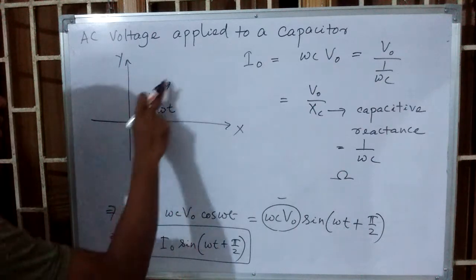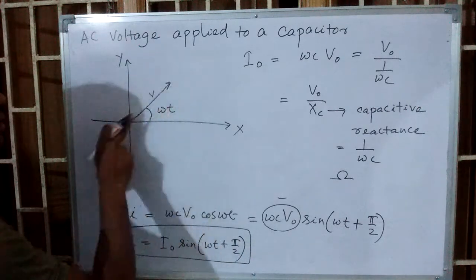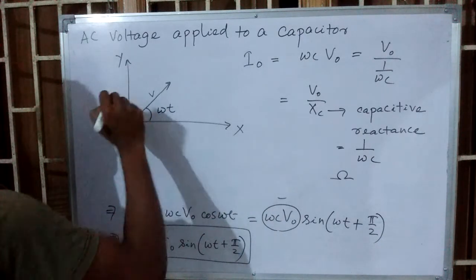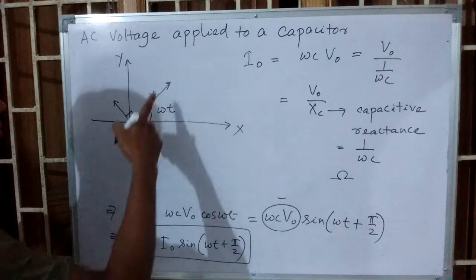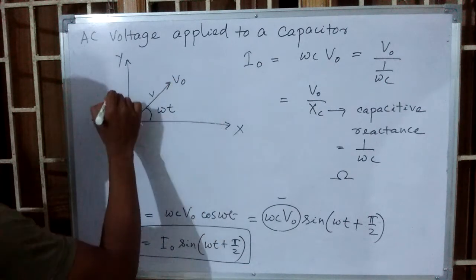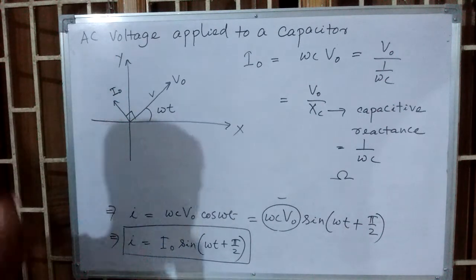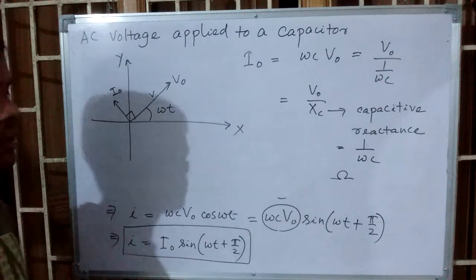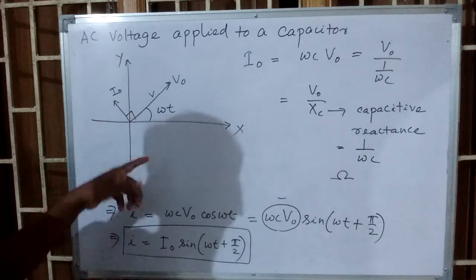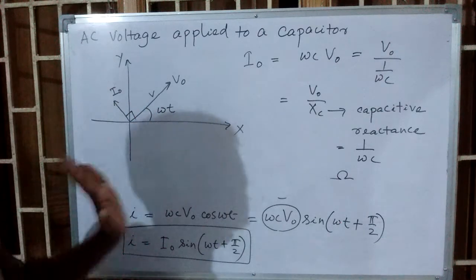It was V naught sin omega t. Now it is I naught sin omega t plus pi by 2. Sin omega t here, but plus pi by 2 means I have to go ahead. So the current phasor will be along this path, that is 90 degrees to this V naught. This length is V naught and this length is I naught. So this is the phasor diagram for our capacitor. The difference from the inductor is that in case of inductor the current was lagging behind the voltage by 90 degrees, but in this case the current is leading the voltage by 90 degrees.